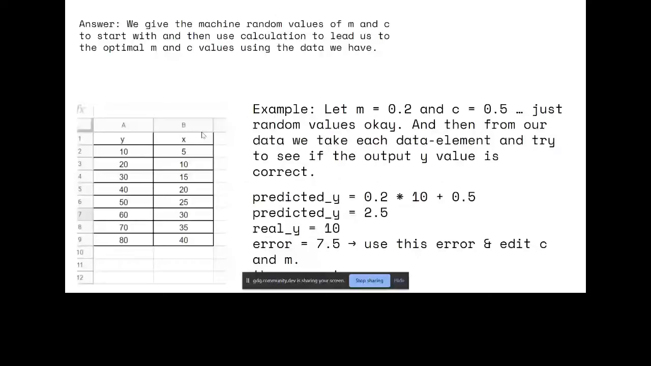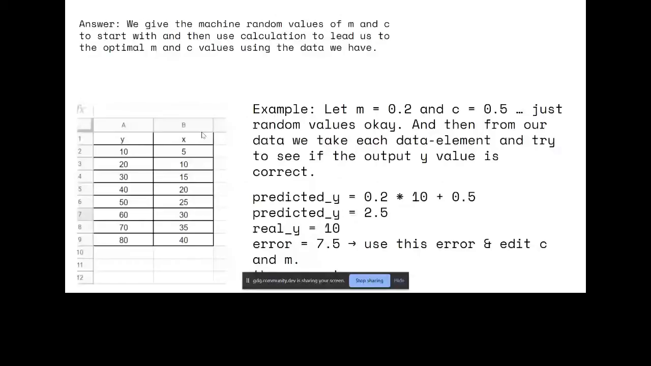These are true values. So we have the x and we have the y. When x is 5, y is 10. When x is 10, y is 20, etc. But we don't know what happens when x is 1 million, for example, or 2 million, because we don't have the values of m and c to complete that equation so that we get y. And that's what machine learning is. Machine learning is figuring out the m and c.